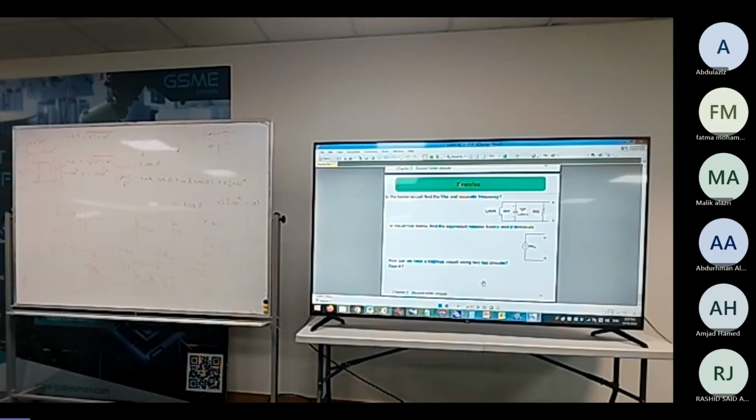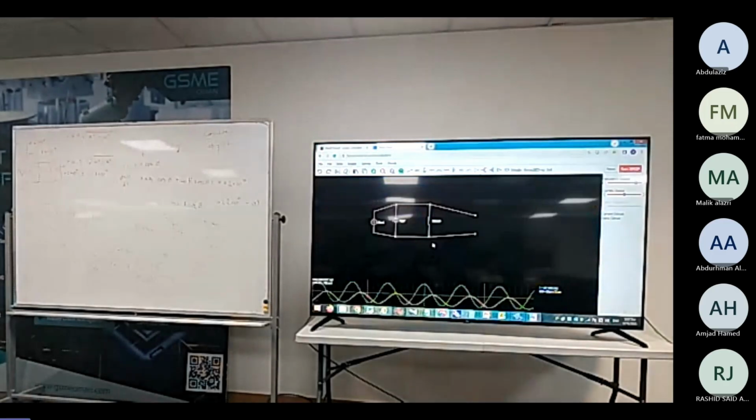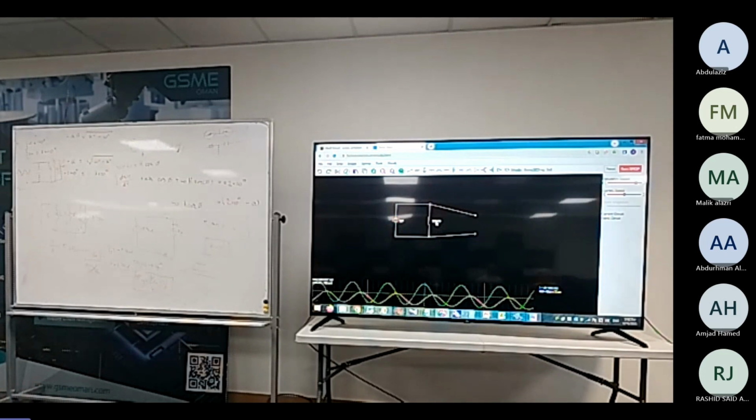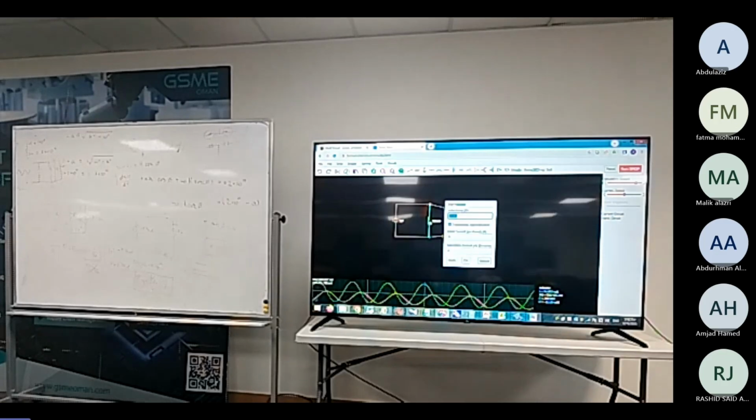Let's try this. I'm sure we can see those values here, because of the oscillation frequency. How much was the capacitor? One pico. How much was the inductor? One nano.